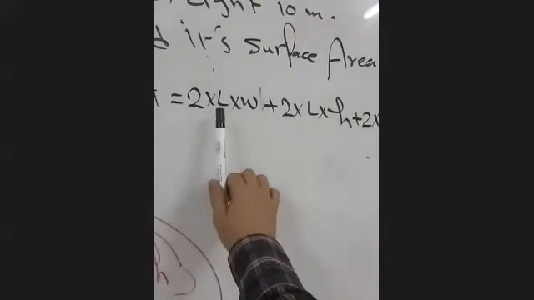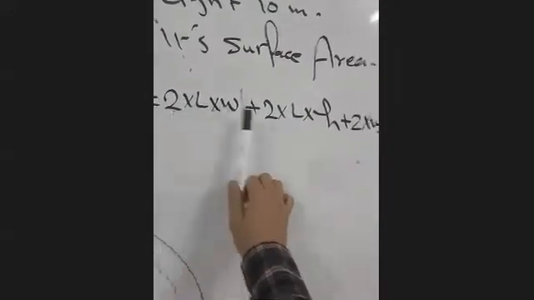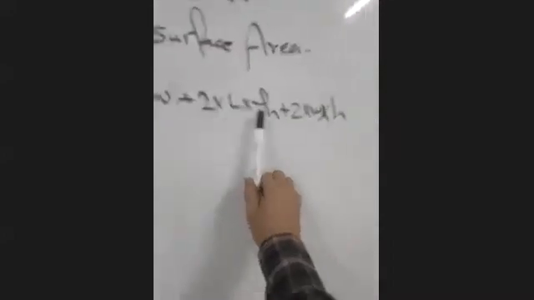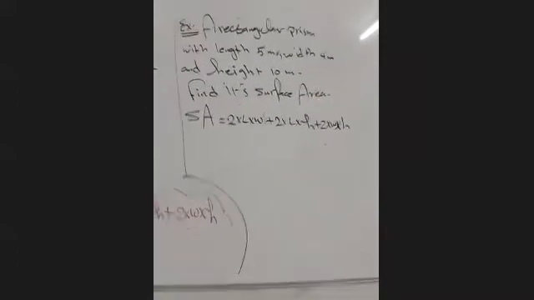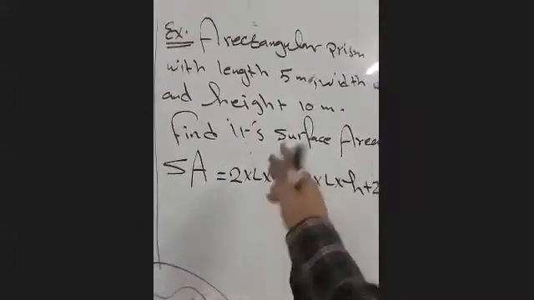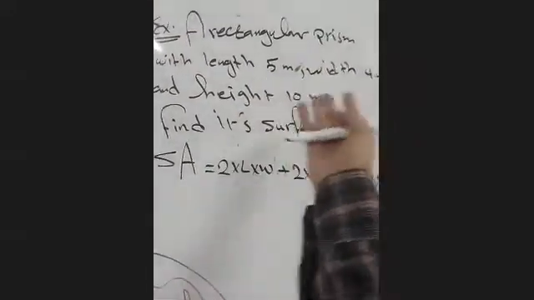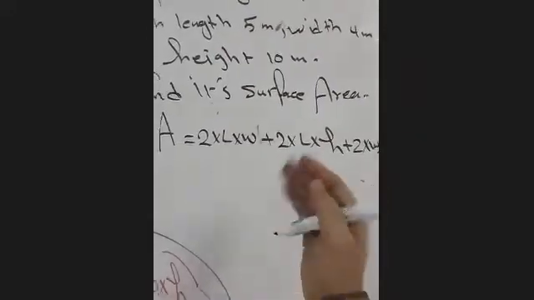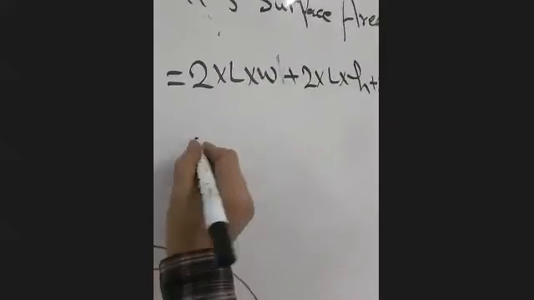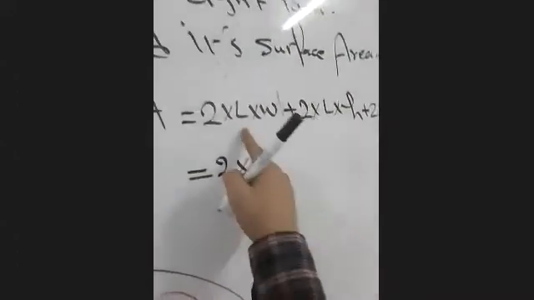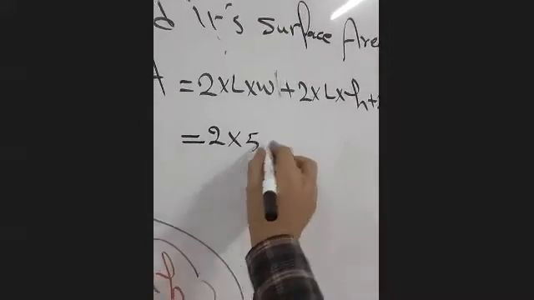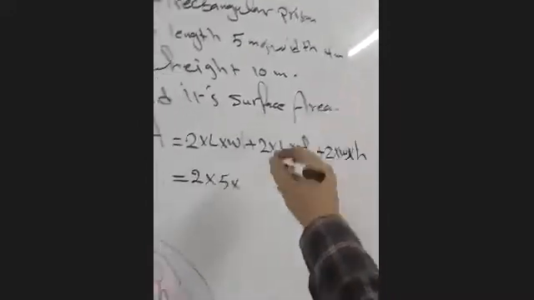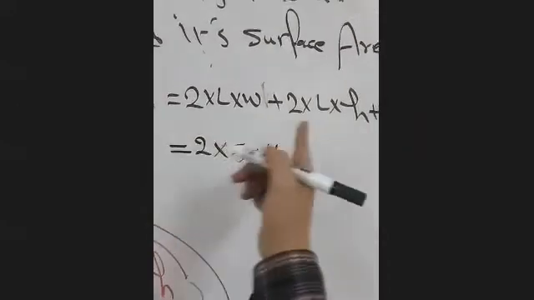Look here: length with width and 2, length with height and 2, width with height and 2. Memorize it. Now apply. Length, width, height are given. Just replace the variables with your numbers, then calculate. 2 multiply the length, which is 5, multiply the width, which is 4.